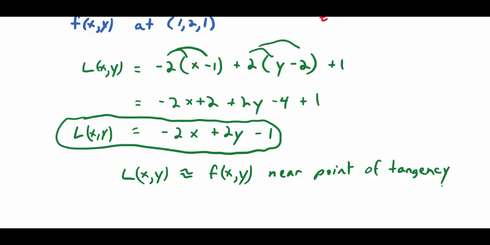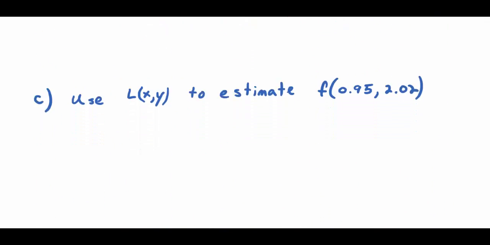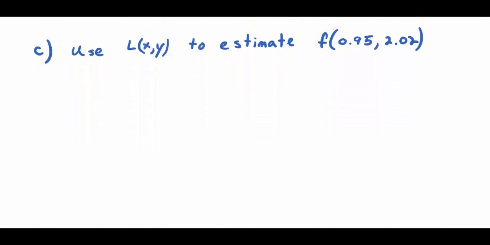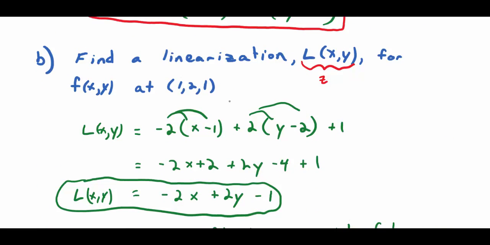Does that seem reasonable? Sure, it's just a generalization of what you learn in Calc 1, isn't it? Okay, so that's, I think, all we wanted in Part B. Now, we're going to use that, L of xy, to estimate the function at x equals 0.95 and y equals 2.02. So what would the x and y values be at the point of tangency? The x and y values are 1 and 2.